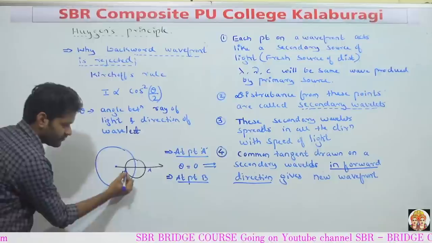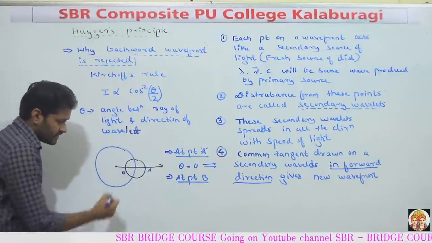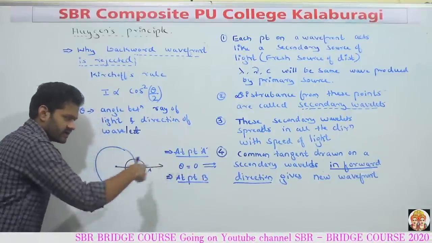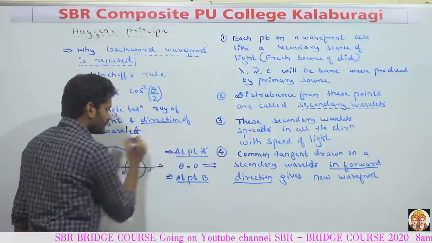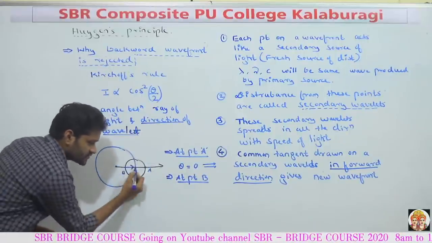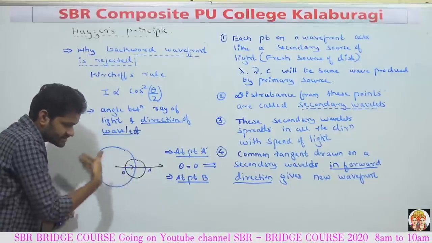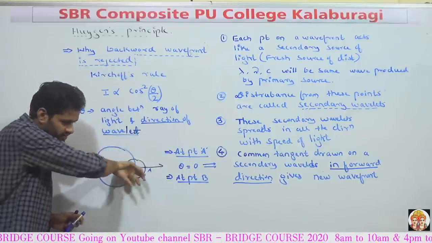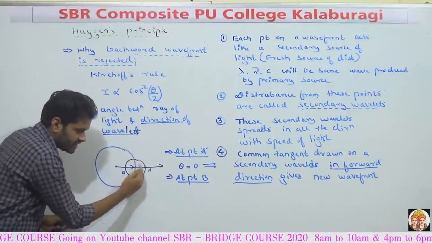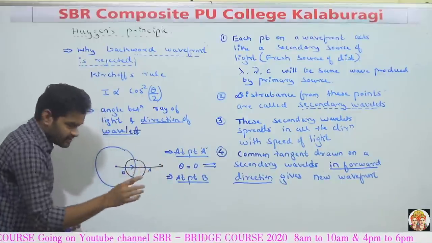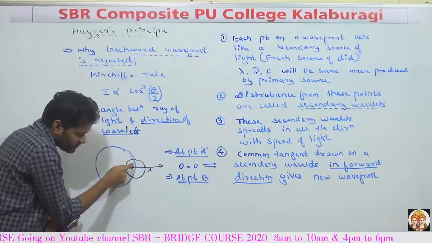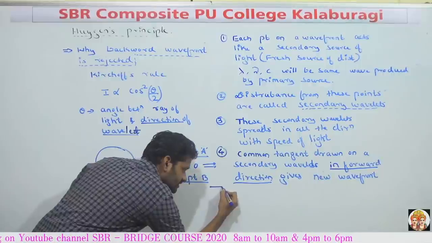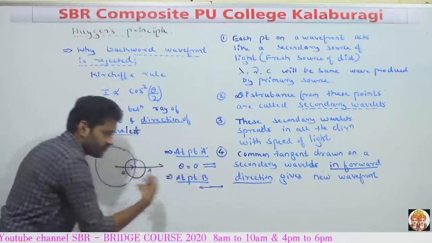At point B, yes, we are considering this point. The direction of the ray is this side. What about the direction of the wavelet? This one is the source of light, and the direction of the wavelet is this side. Why? Because the wavelet is spreading in all directions. The right side of this source spreads in this direction, and the left side spreads in this direction. This one is a ray of light, and this one is the direction of the wavelet.